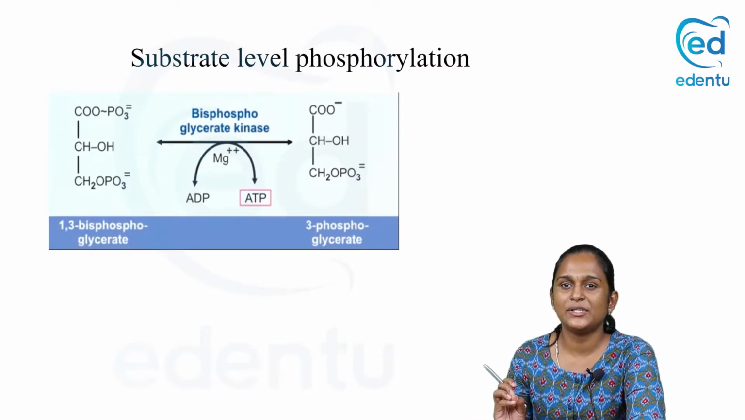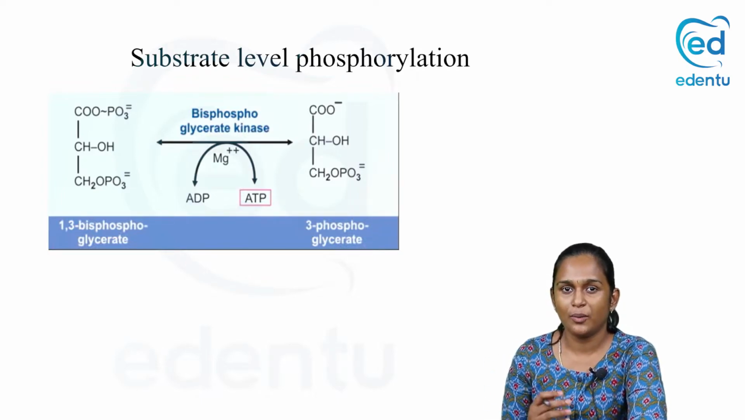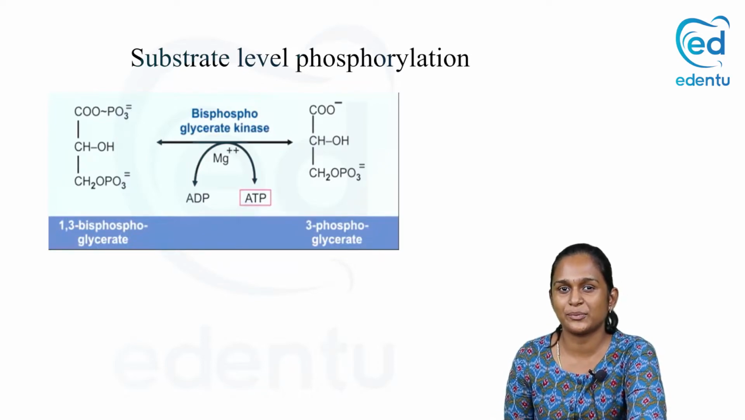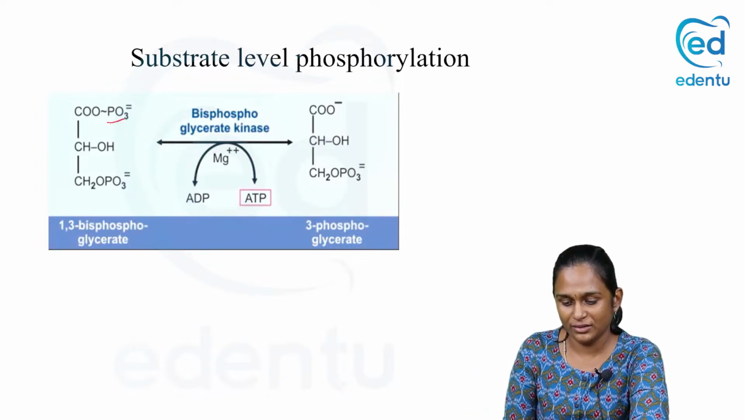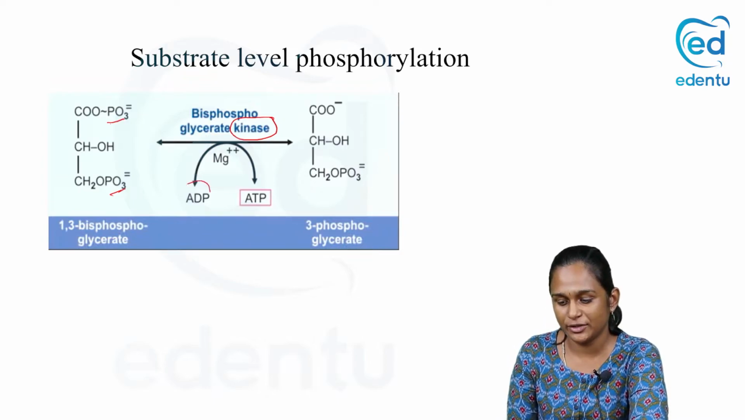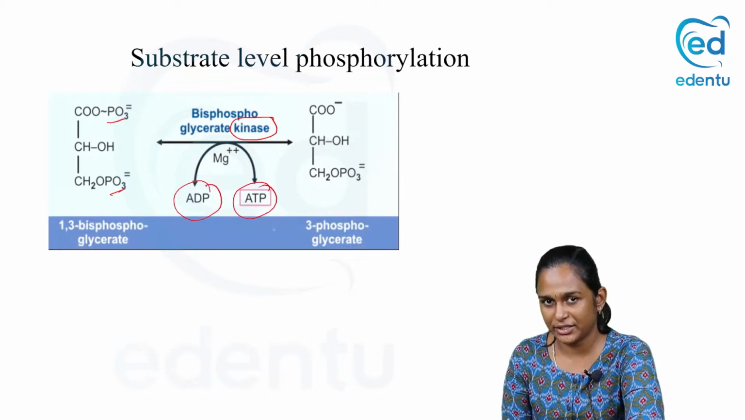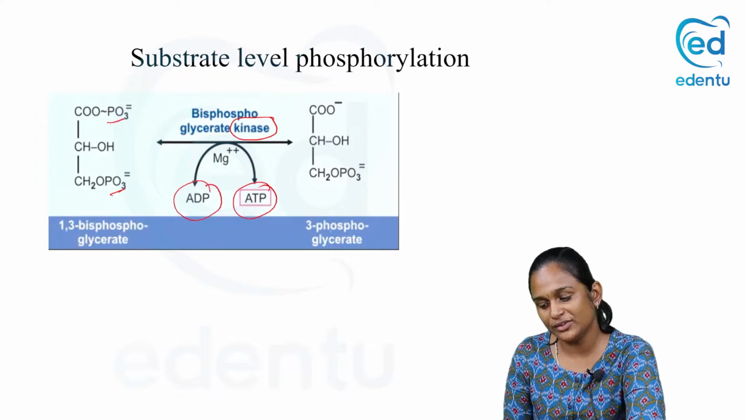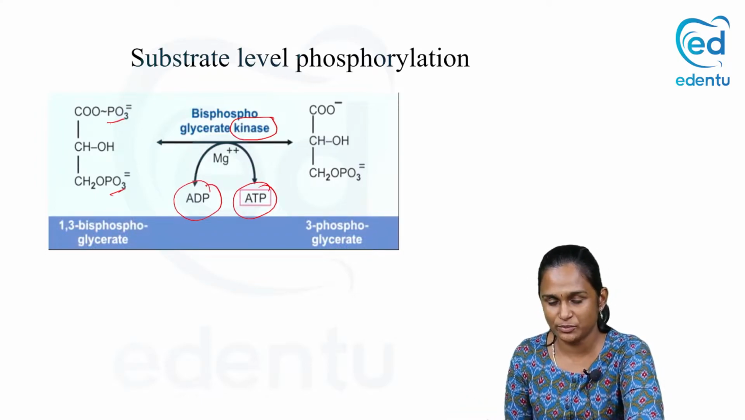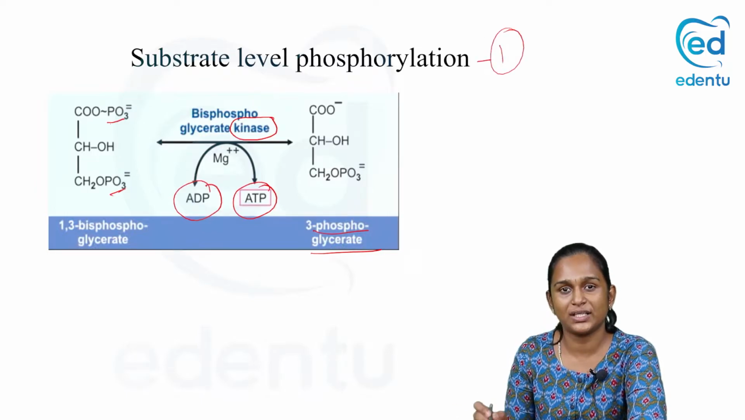The next step is the first substrate level phosphorylation which is happening in glycolysis. We have two phosphates attached here. One phosphate is removed from the substrate and added to ADP, and that ADP is converted to ATP. The enzyme here is bisphosphoglycerate kinase, because kinase transfers a phosphate group from substrate to ADP. ADP is converted to ATP, and 1,3-bisphosphoglycerate is converted to 3-phosphoglycerate because one phosphate group is removed. This is the first substrate level phosphorylation in glycolysis.